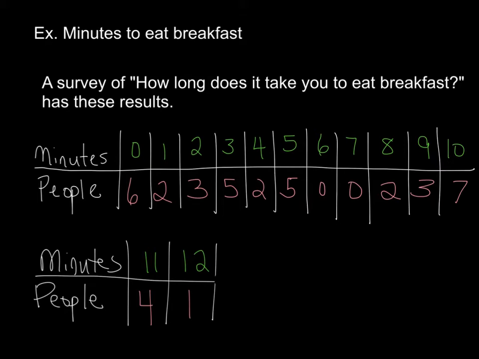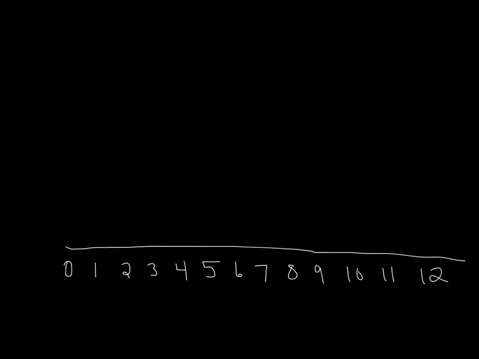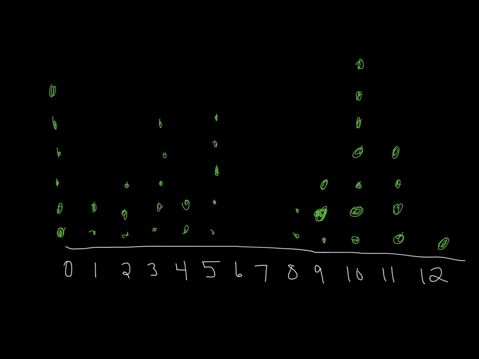We're going to make a dot plot of this data. Okay, so we're simply going to make dots. So 0 had 6 people, so we'd do 1, 2, 3, 4, 5, 6. For 1 minute, there were 2 people that said they take 1 minute. For 2 minutes, it was 3 people. And I went ahead and filled in the rest of it. So we had 3, 5, 4, 2, and 5 minutes had 5 people saying that.